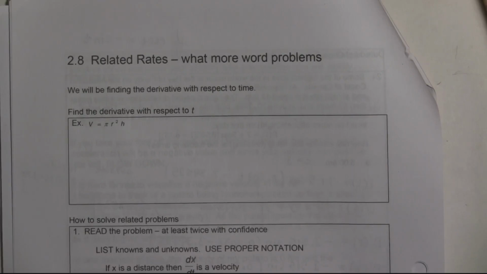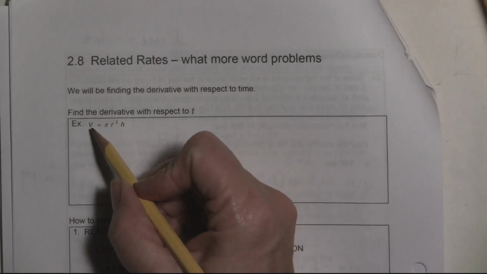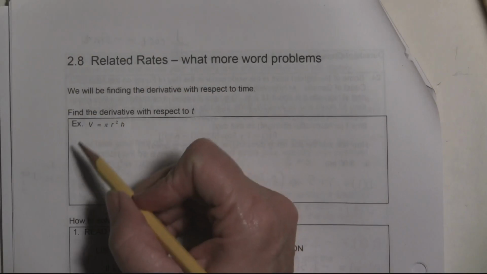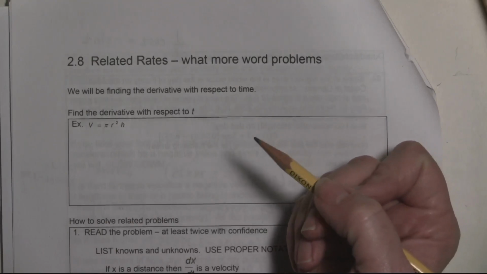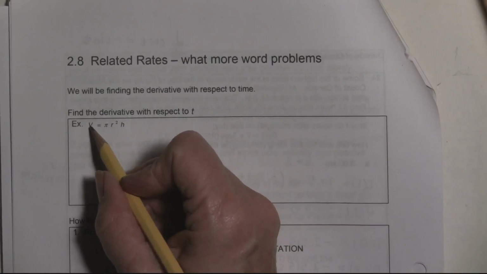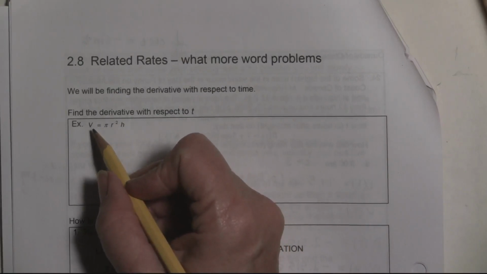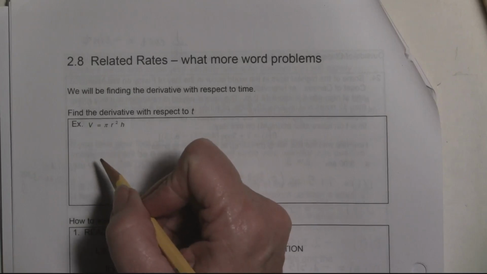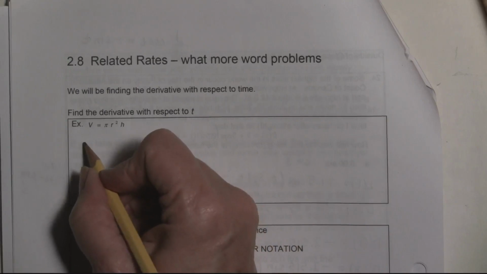Remember when we were taking the derivative with respect to x, when we took the derivative of y, we had dy dx. Well, now that we're taking the derivative with respect to time, if you take the derivative of the volume, that would be dV dt.